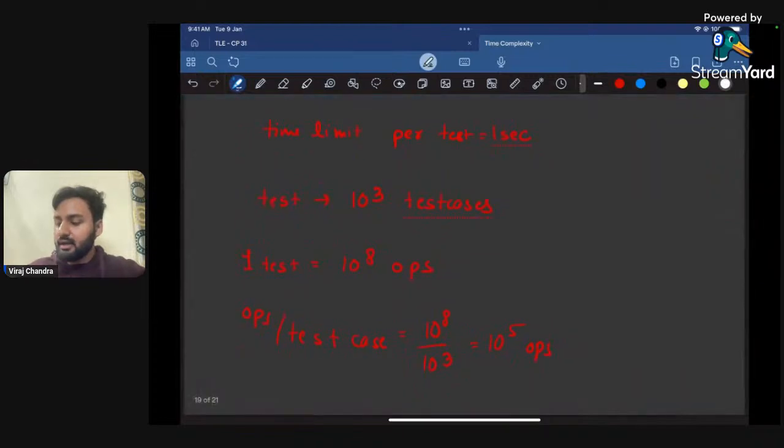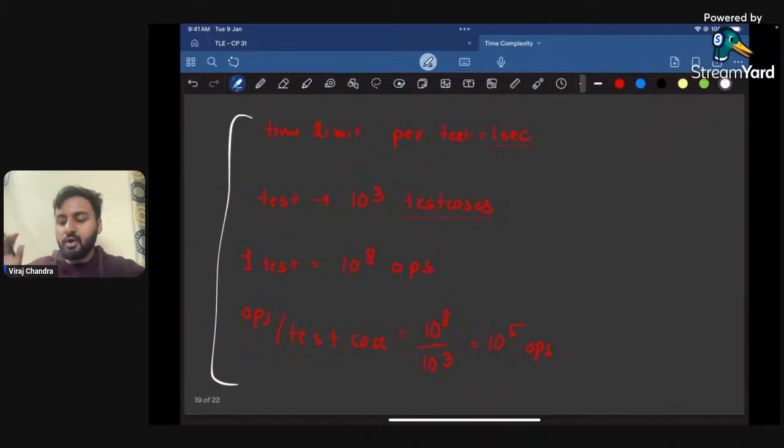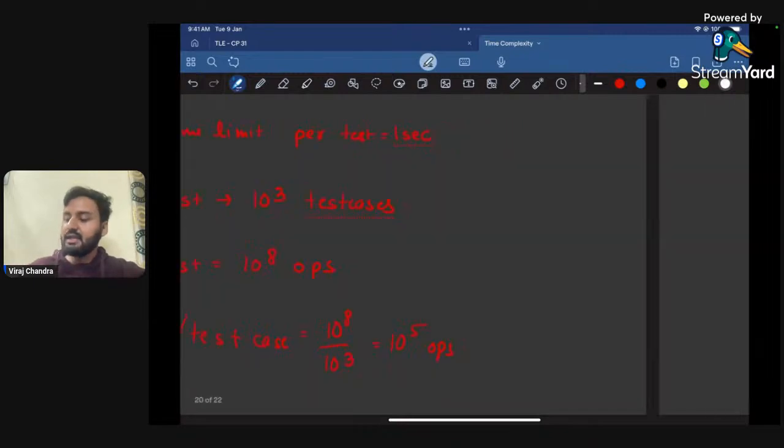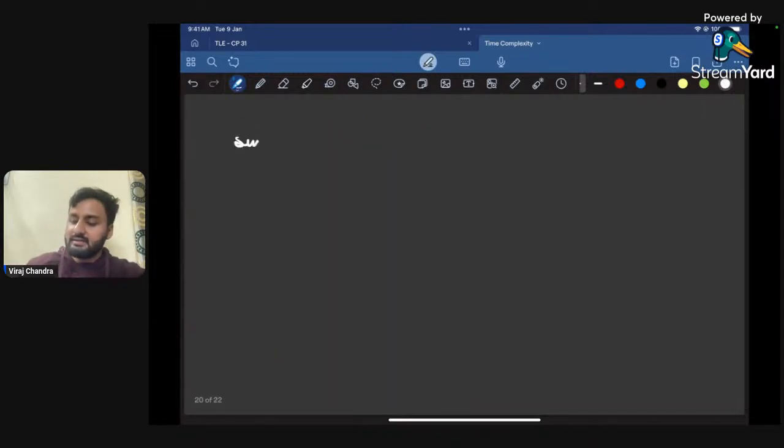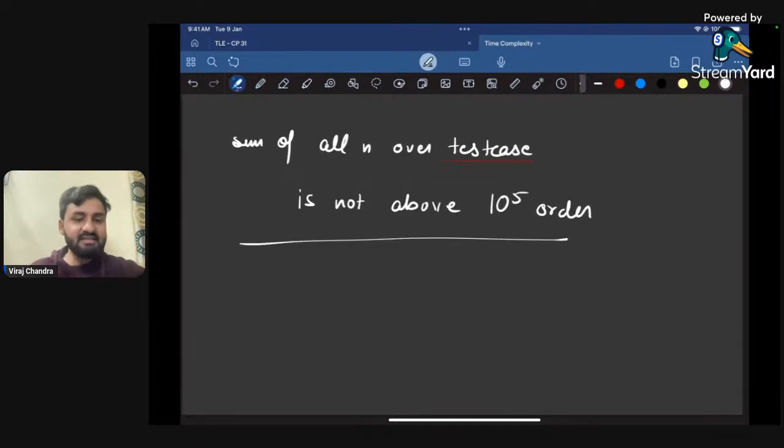So what's the limit? This is a very general problem. This is the general way of how they give a problem. But if they want to make sure that you don't calculate the number of operations for every test case, rather you talk about only the test, they will give you something like this. That is, sum of all n over test cases is not above, let's say, for example, 10 power 5 order. This is the line that they're going to give in the constraints. And this is the limit.